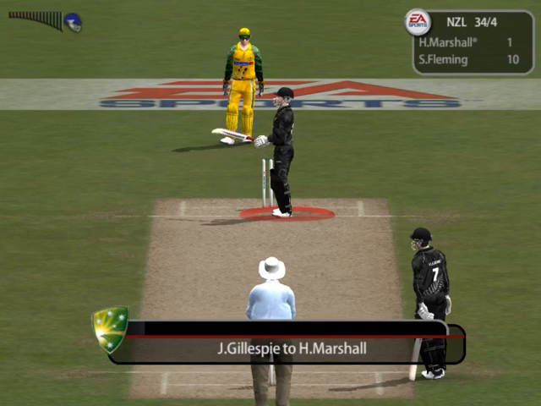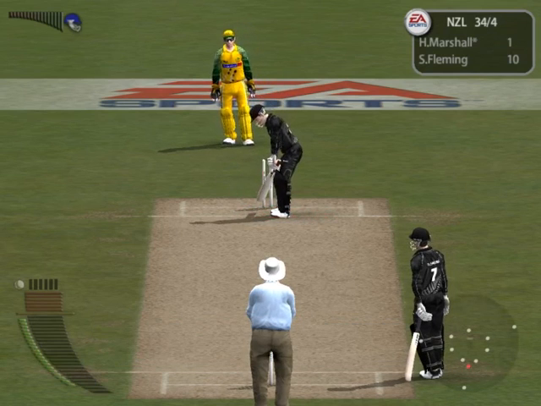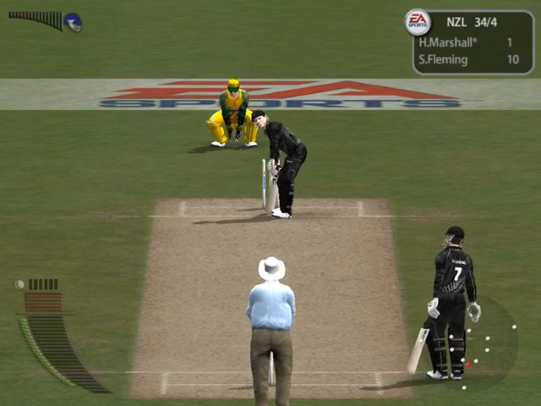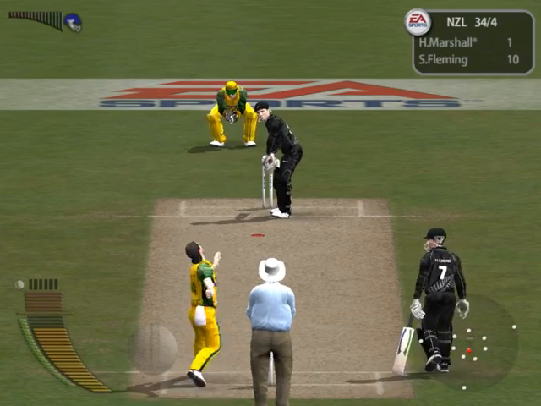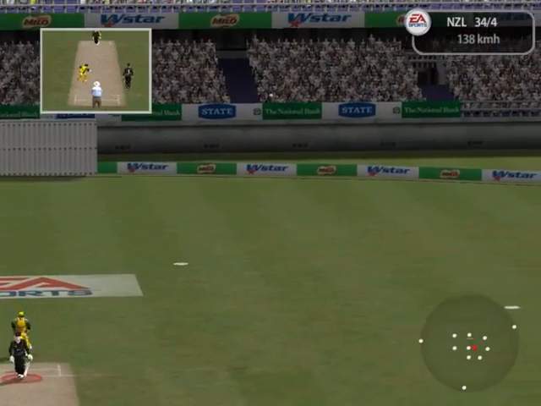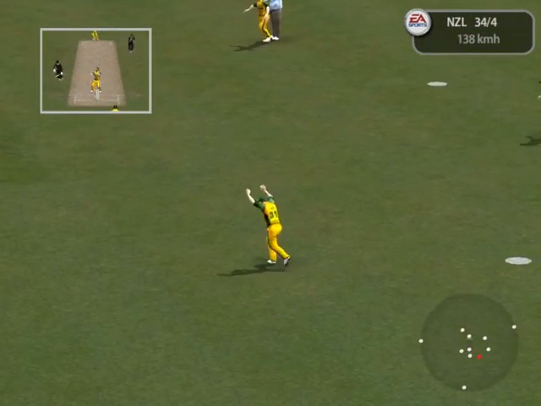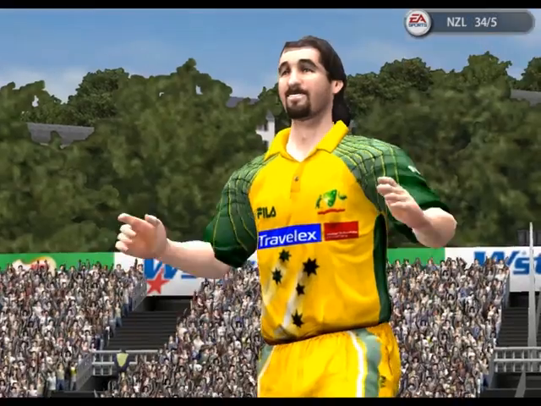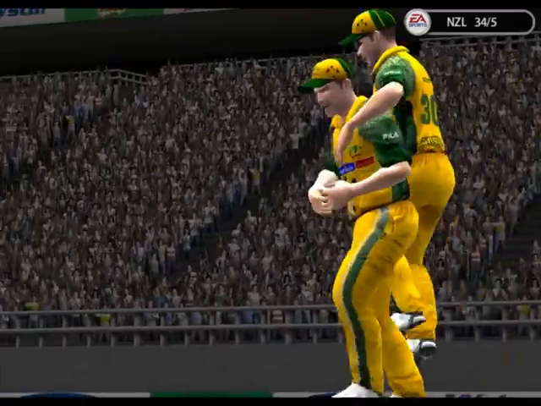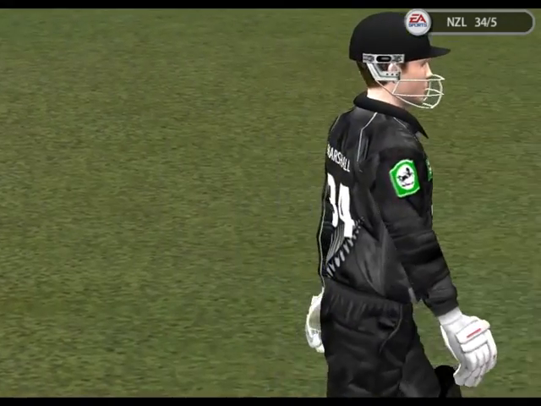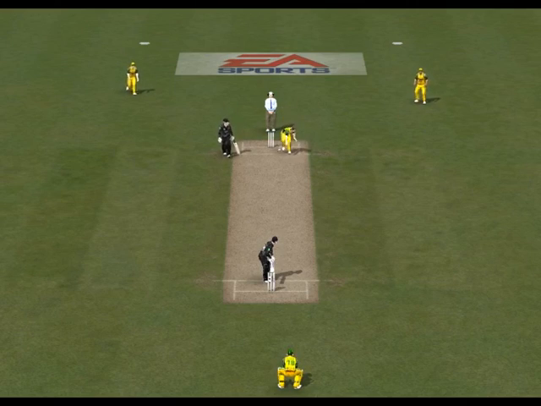Gillespie to begin a new over. There it goes. It was really well judged. It went a long way up. That was a bad shot. Really seemed to lose concentration. Gillespie gets his second wicket. This was how the innings ended for Marshall.